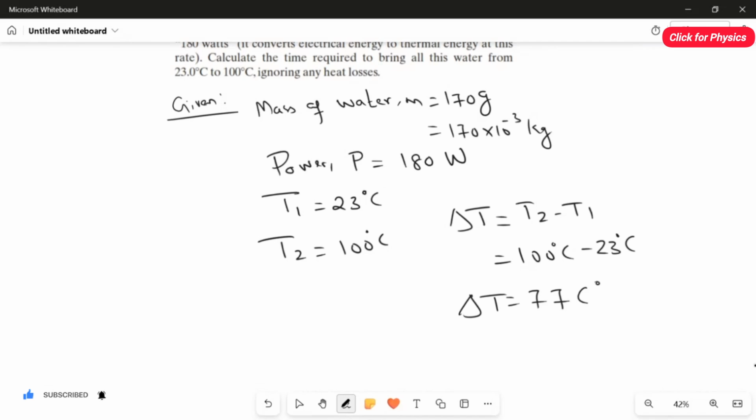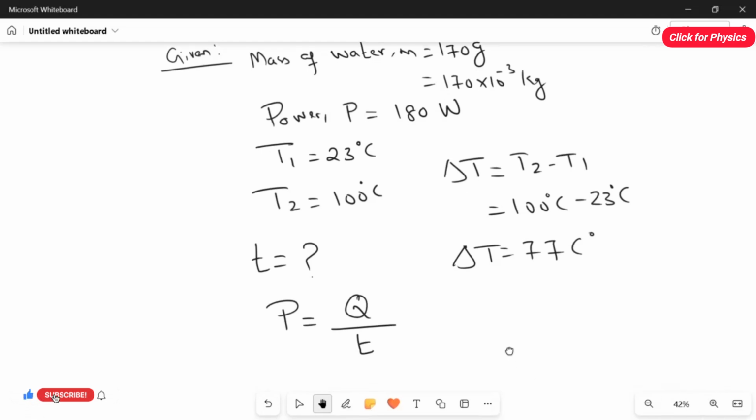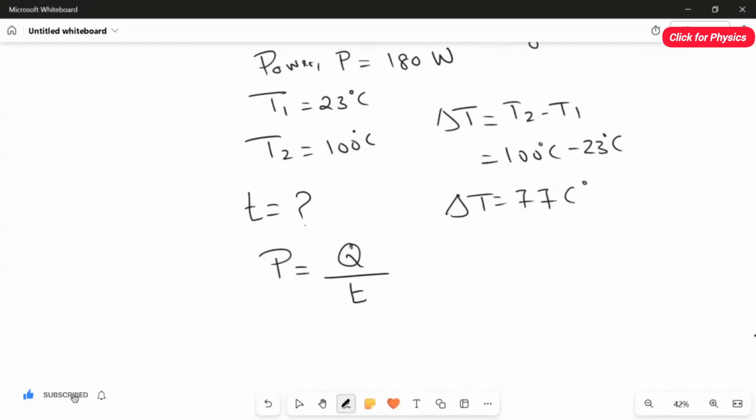Now by using this, we are going to find how much time is required to heat the water from 23 degrees Celsius to 100 degrees Celsius. So in the theory, we studied the rule, which is the power, conduction rate, which is equal to the heat energy divided by the time. So by using this equation, we can easily find the answer for the time by rearranging this equation in terms of T. So therefore, T is equal to Q over P.